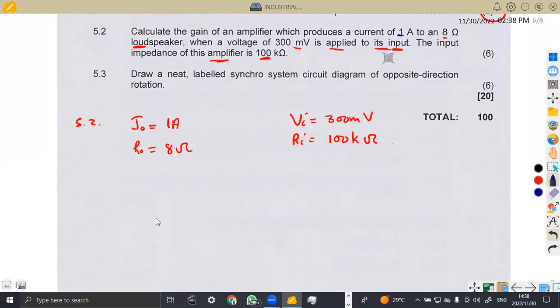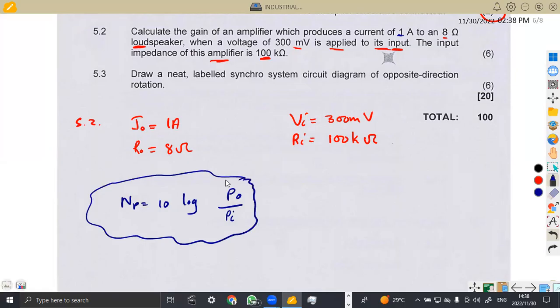Remember that our gain can be given by this formula: NP is equivalent to 10 log P out over P in. As you can see, the formula is direct and straightforward because we just need to calculate P in, which is the input power, and P out, because this is the output here. This is our output, and this is our input. Okay, let's start with P in. How can we have the power input?